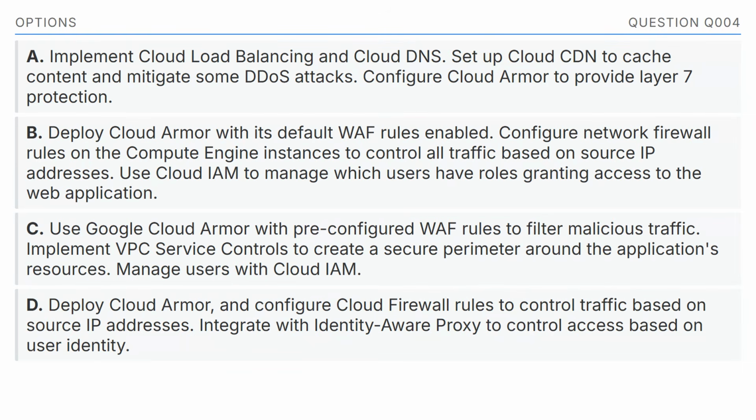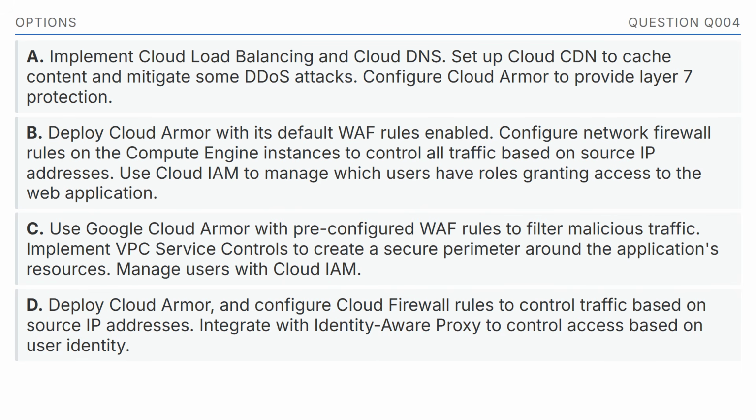The options are: Option A, implement Cloud Load Balancing and Cloud DNS. Set up Cloud CDN to cache content and mitigate some DDoS attacks. Configure Cloud Armor to provide Layer 7 protection. Option B, deploy Cloud Armor with its default WAF rules enabled. Configure network firewall rules on the Compute Engine instances to control all traffic based on source IP addresses. Use Cloud IAM to manage which users have roles granting access to the web application.